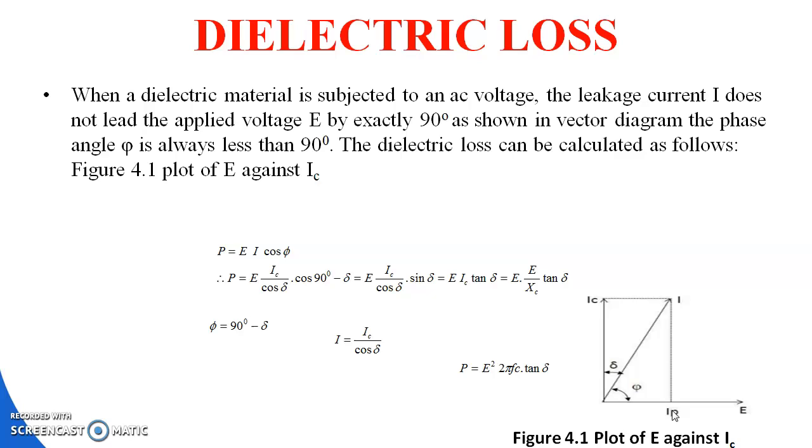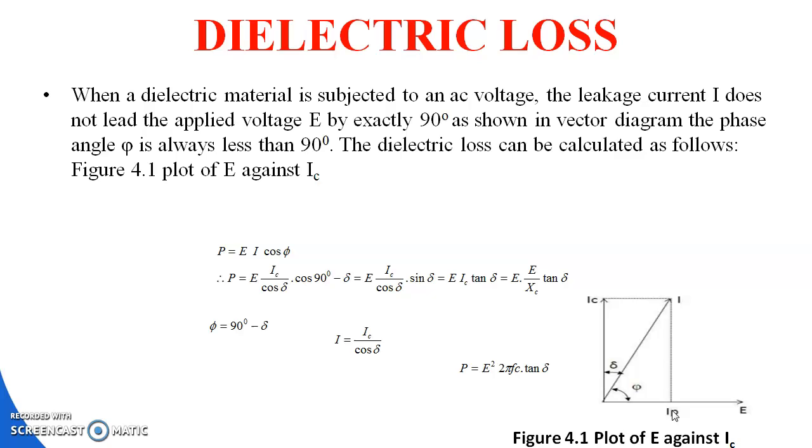We know that the active power P is equal to EI cos phi. So P is equal to EI cos phi. That cos phi is actually the power factor, we can say cos phi is equal to R by Z in case of an AC circuit. Here you can see, can I write like this, cos del is equal to IC by I.